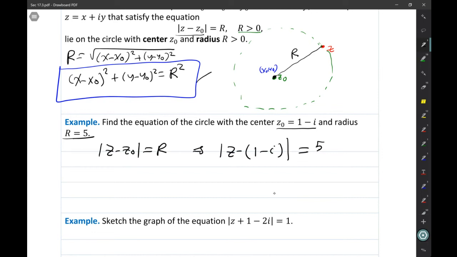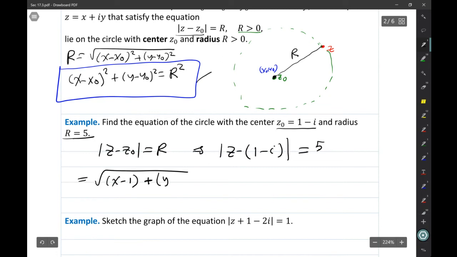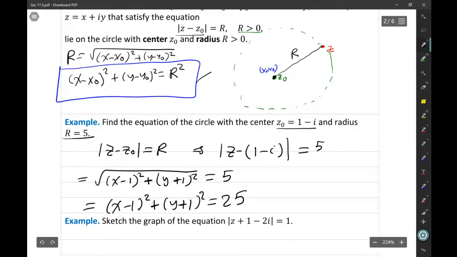How? Assume z is x plus iy. So that becomes the square root of (x minus 1) squared plus (y plus 1) squared. This squared is equal to 5 squared, which gives (x minus 1) squared plus (y plus 1) squared is equal to 25.